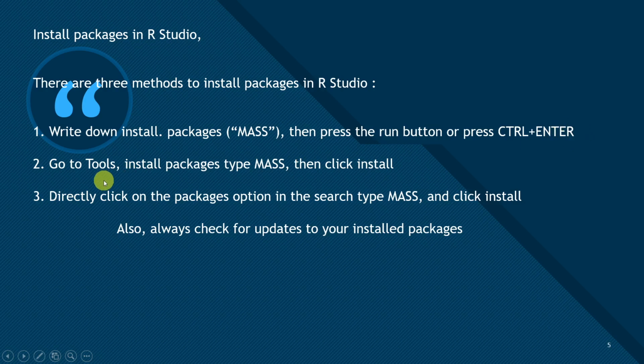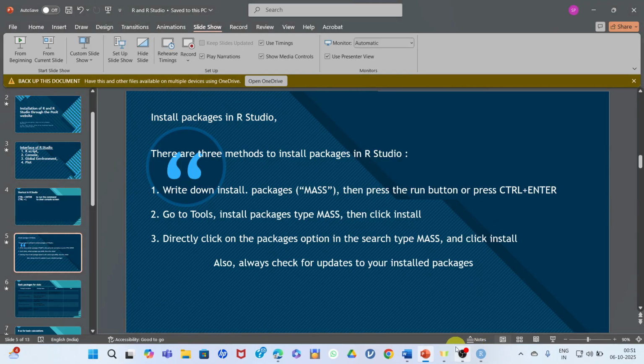Second, you go to Tools. There is the option Install Packages. Then you have to type MASS, and a drop box comes. Then click Install Packages. And then third option, directly go to the Packages option. In the Packages option, type MASS package and then click Install. So let's see these options one by one.